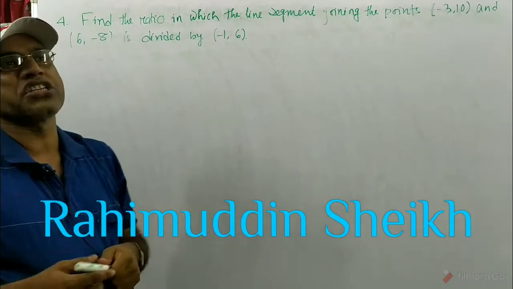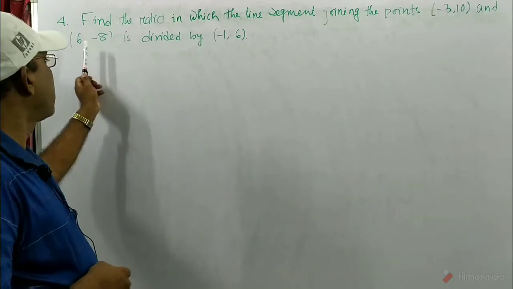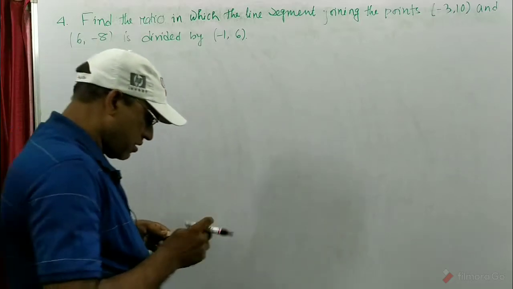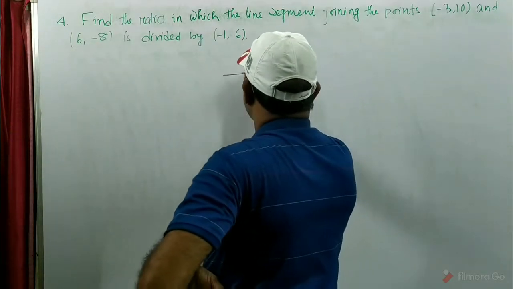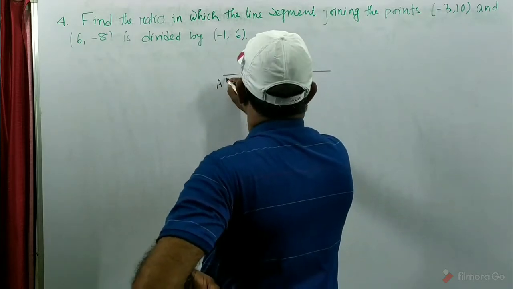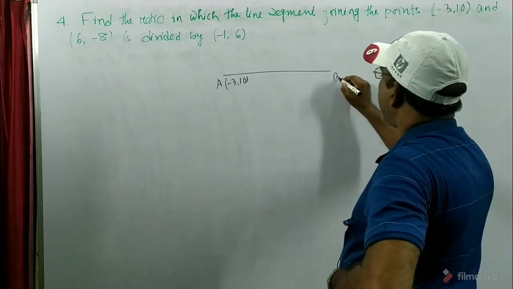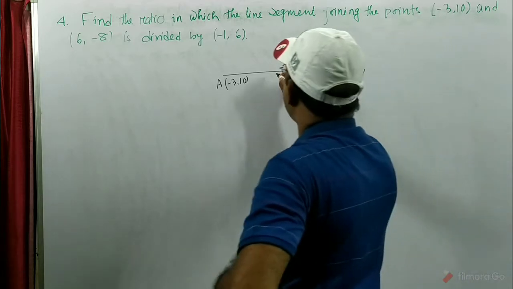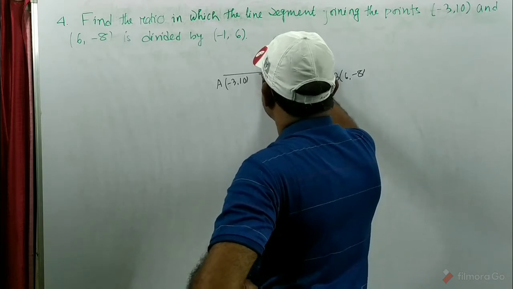We have to find the ratio. What is the ratio? Two points are given, and these two points are divided by the line point. So the original figure will be this. This is point A, (-3, 10), and point B is given as (6, -8), and this is point P, (-1, 6).